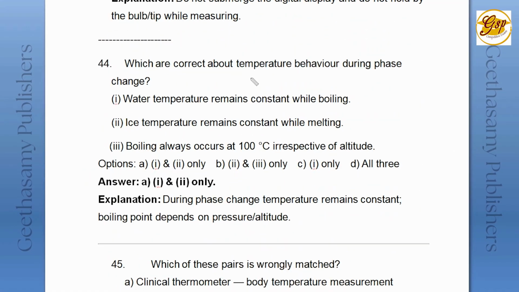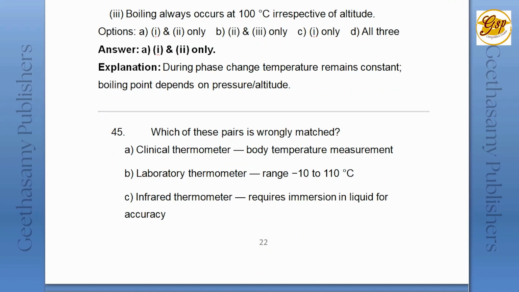And 44th question. Which are correct about temperature behavior during the phase change? So water temperature remains constant while boiling. Ice temperature remains constant while melting. Boiling always occurs at 100 degrees centigrade irrespective of altitude. Option 1 and 2 only, 2 and 3 only, 1 only, all 3. The correct answer is 1 and 2 only. During phase change, temperature remains constant and boiling point depends upon the pressure and the altitude, right?